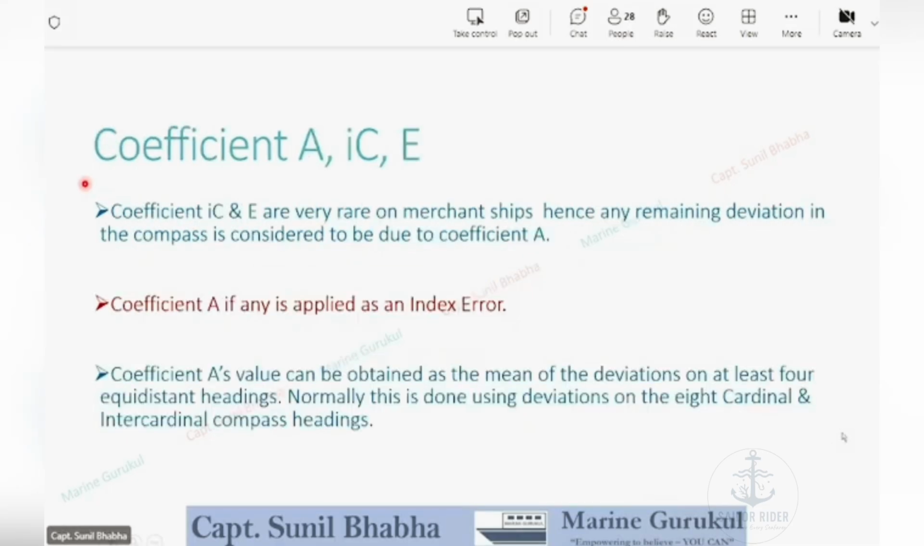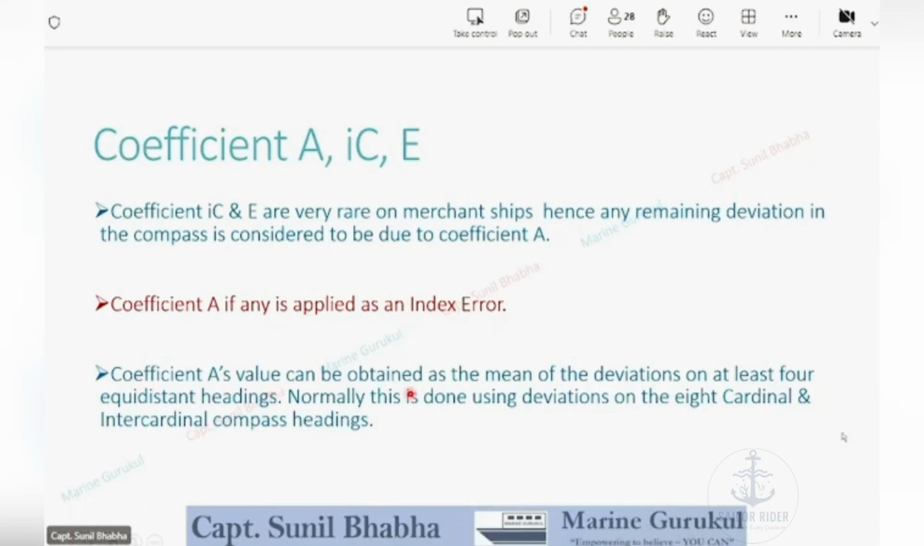Now, after placing these correctors, we move to coefficient A, induced C, and coefficient E. Coefficient induced C and E are very rare on a normal merchant ship. Hence, any remaining deviation in the compass is considered to be the result of coefficient A. Coefficient A, if any, is applied as an index error.